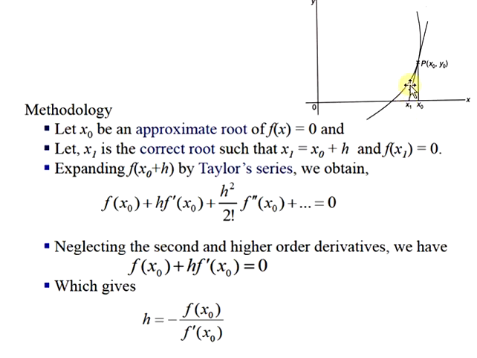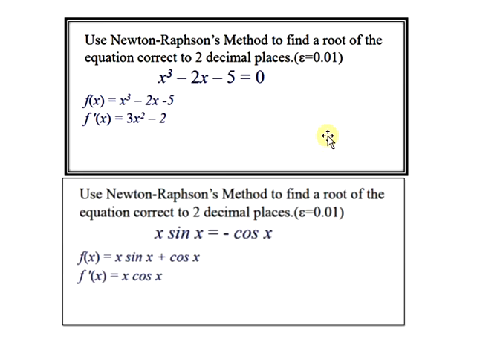Then at this x1 value, you take another tangent which will intersect at another point here, which is x2, and finally you can arrive at the root of this equation. So this is how we do the calculations using the Newton-Raphson formula. These two are assignments for you to submit within a week's time.